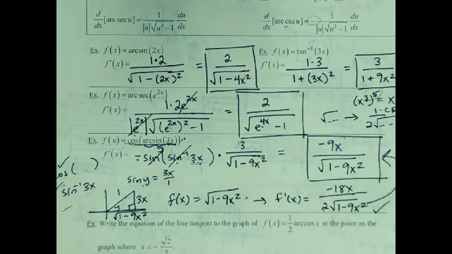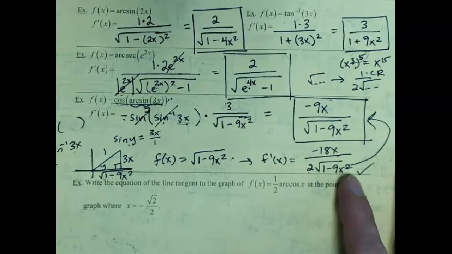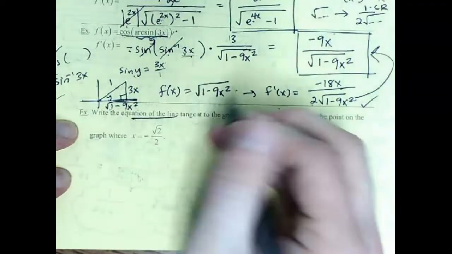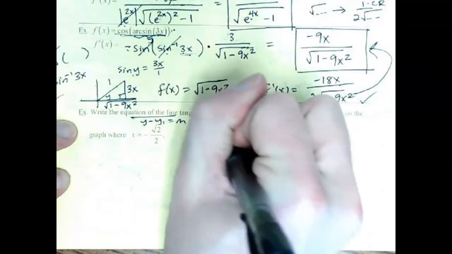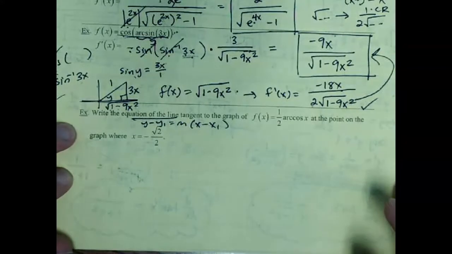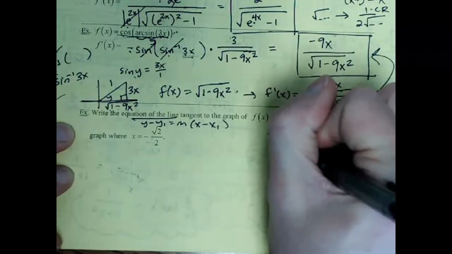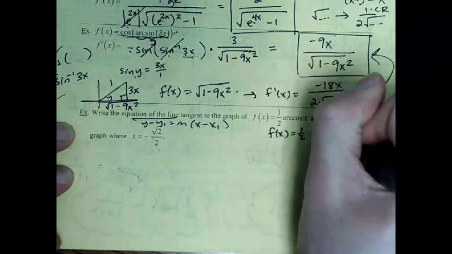Alrighty, last one. It says, write the equation of the tangent line. Anytime you see these words, y minus y1 equals m times x minus x1, right? That should just jump into your brain. We're going to write the equation of this tangent line. Here's my function. I've got f of x equals 1/2 cosine inverse of x.